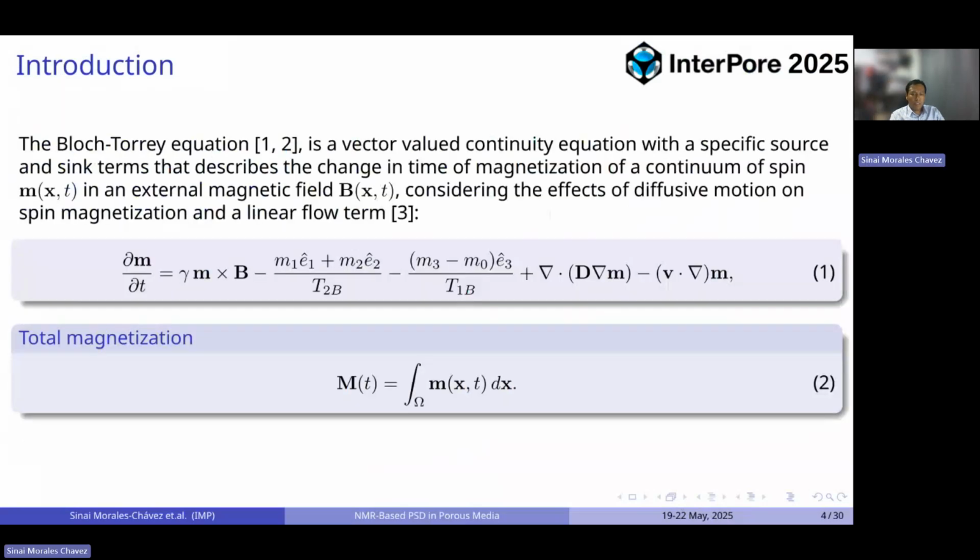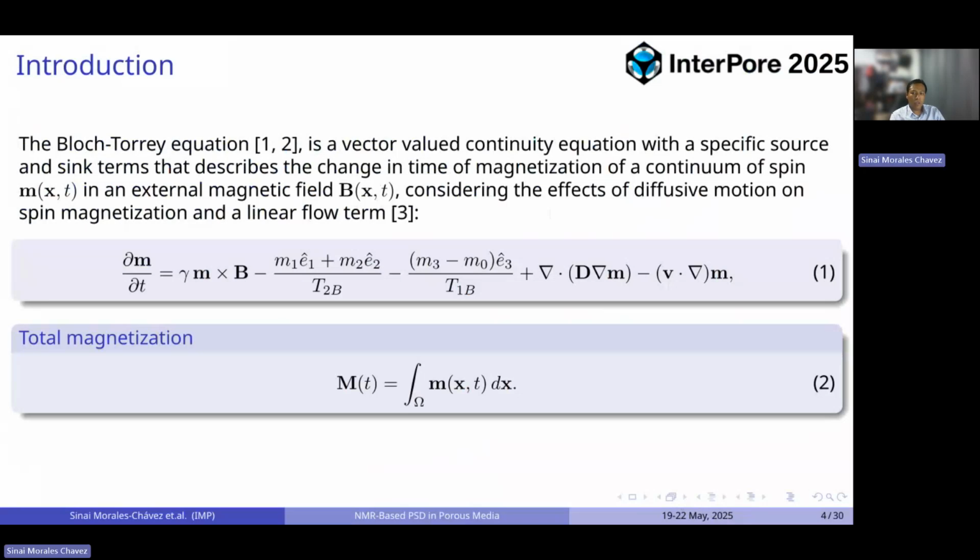The evolution of magnetization in such systems is governed by the Bloch-Torrey equation, a partial differential equation that describes how the density magnetization vector evolves in both time and space. The equation accounts for several effects: the precession of spins in an external magnetic field, the bulk relaxation processes, molecular diffusion, and, in general, an advective flow.